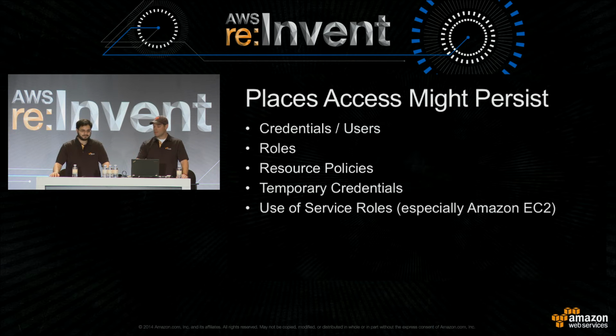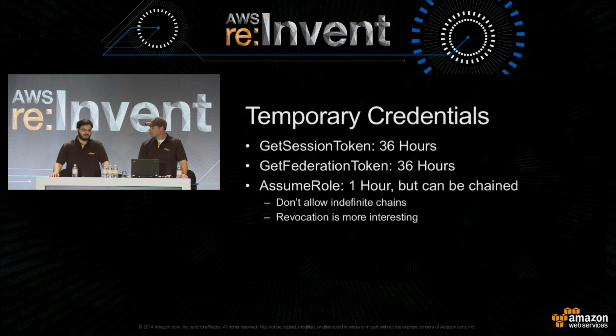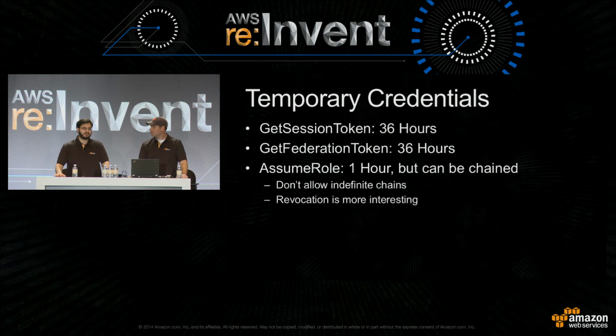So what if there are temporary credentials that have been generated and they might be out there? Once you turn off an exposed credential, it's possible that there are still outstanding temporary credentials. The STS GetSessionToken and the GetFederationToken APIs provide temporary security credentials that are good for up to 36 hours. AssumeRole provides credentials that are good for up to 1 hour.